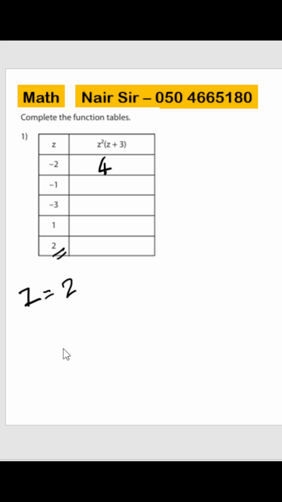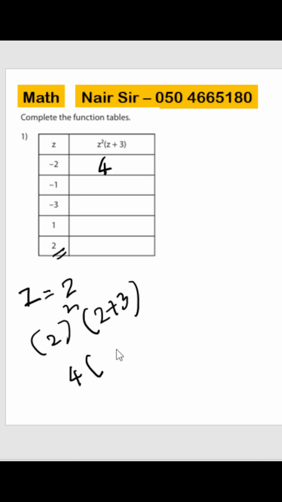What will happen? It is (2) the whole square, bracket 2 plus 3. 2 2s are 4, bracket 2 plus 3 is 5, I get 20 as the answer. So this is my answer. Now look at this, when I substitute z is equal to -2, I get 4, when I substitute z is equal to 2, I get 20, and this is what you are learning as a function table.